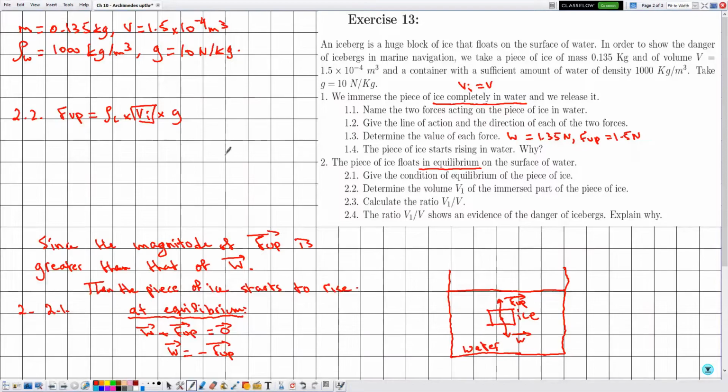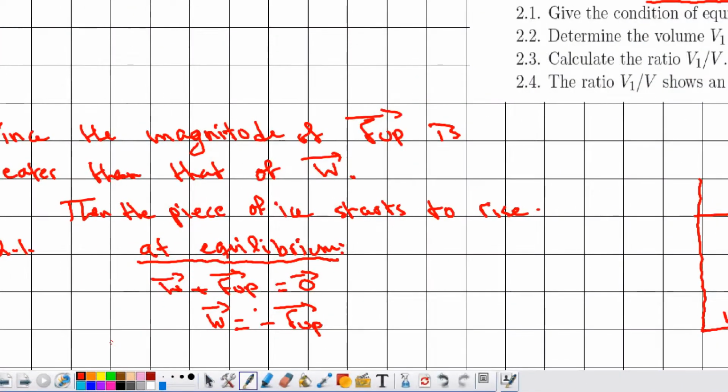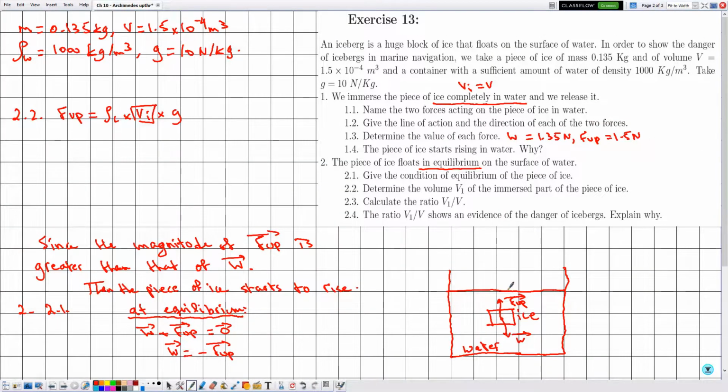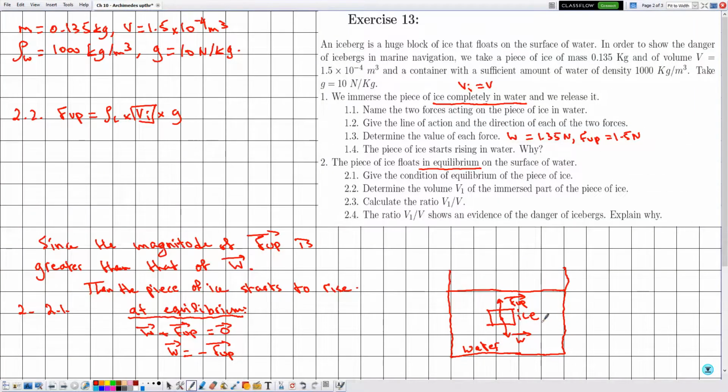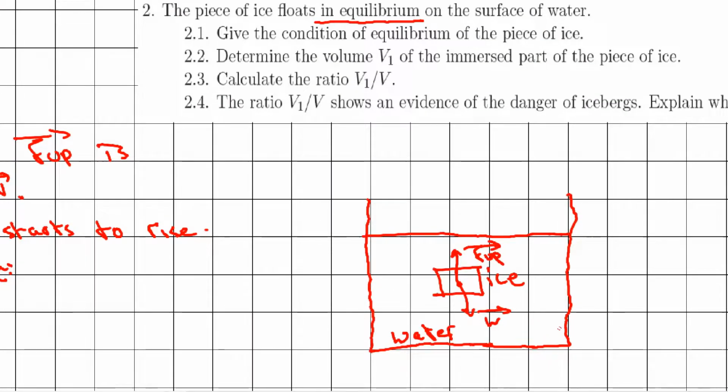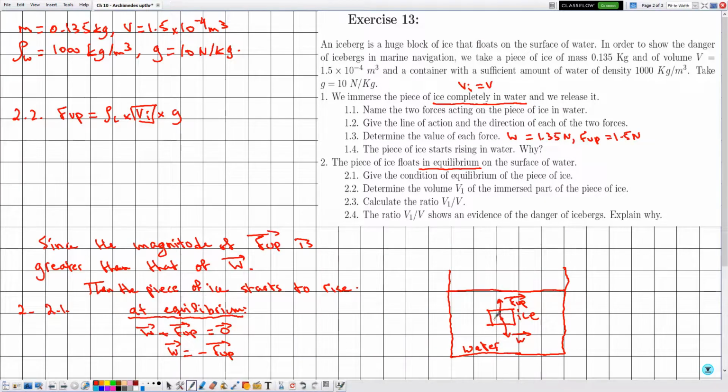Okay, so let's use the condition of equilibrium to determine the new value of F upthrust, because now it is at equilibrium, whereas when the solid S was completely in water and it was released, the value of F upthrust was determined from the formula rho L times Vi times G, and we used the fact that Vi is the total volume of the solid S. But now, because the solid S is floating on the surface like this, the volume Vi changed, and it's no more equal to the total volume of the piece of ice.